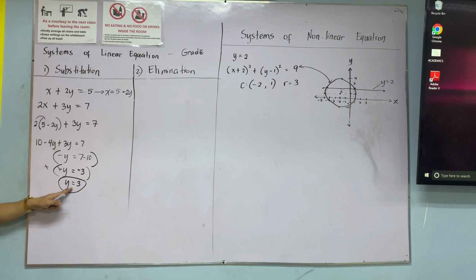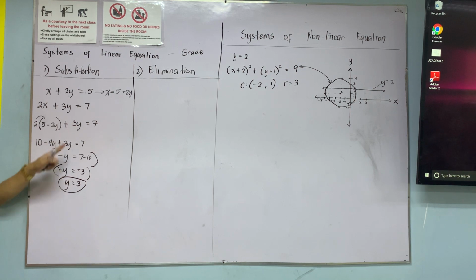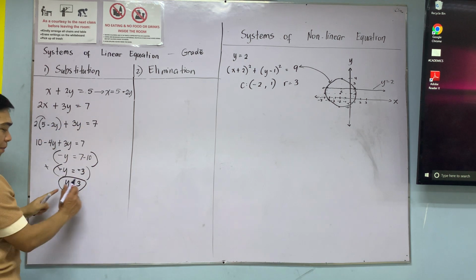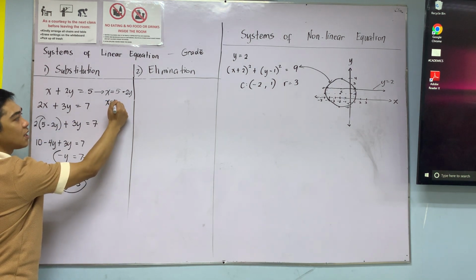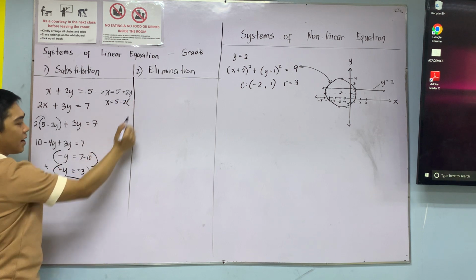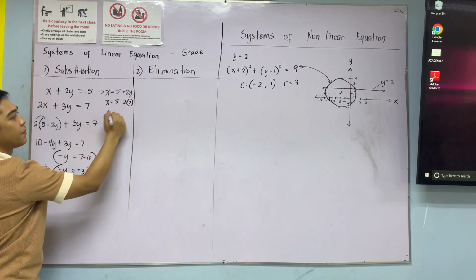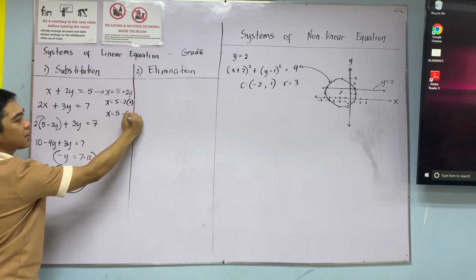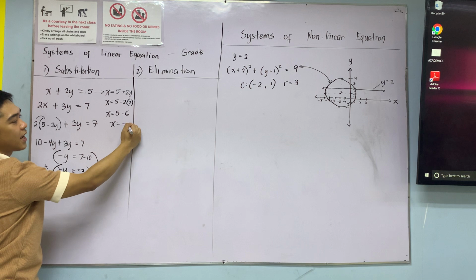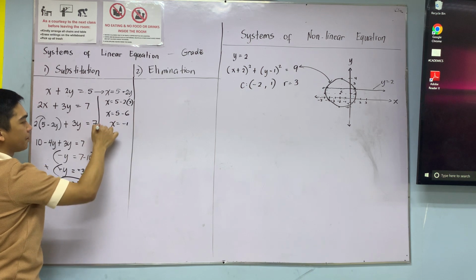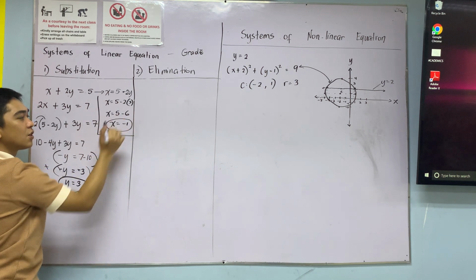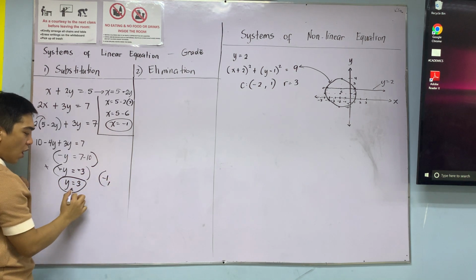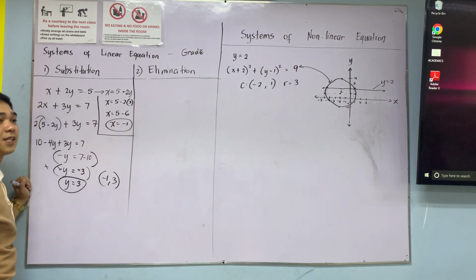nakuha niyo ito? Okay, balikan natin yung first equation para makuha naman yung value ni x. So, by substitution, x is equal to 5 minus 2 times 3. X now is equal to 5 minus 6. So, x is negative 1. So, anong coordinates natin? The intersection point is negative 1, positive 3. Diyan sila mag-i-intersect.